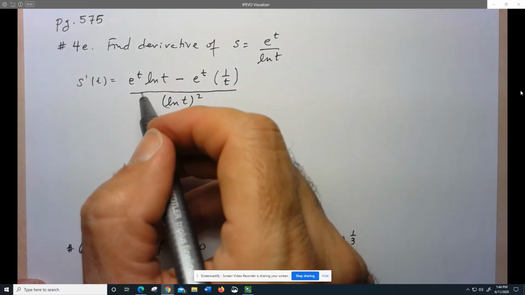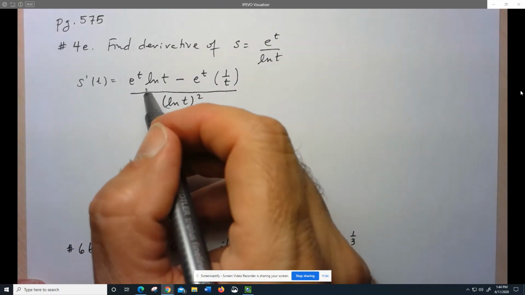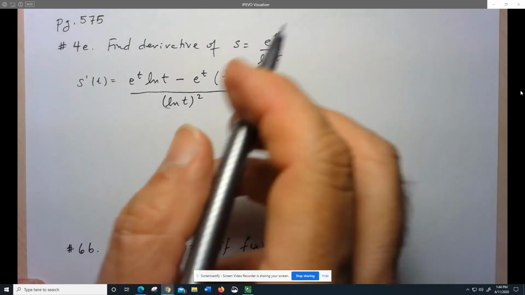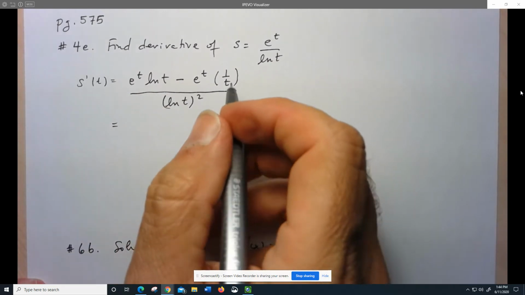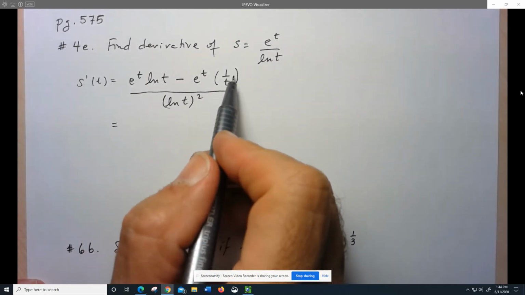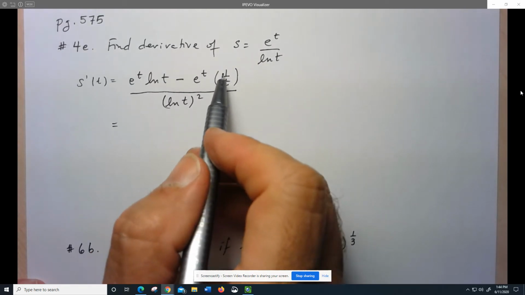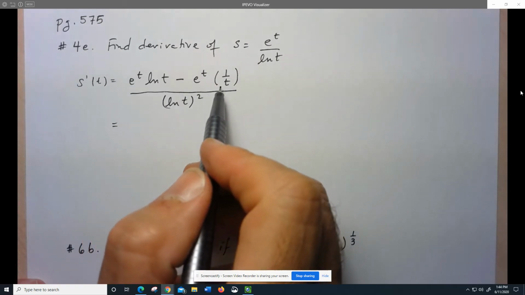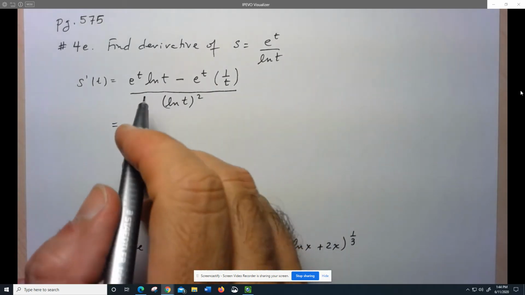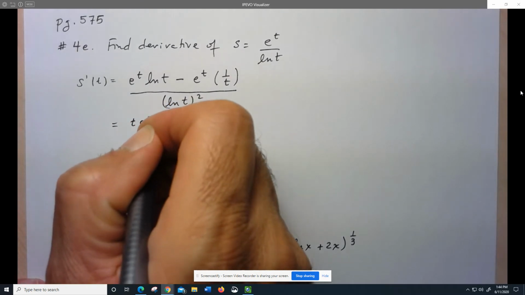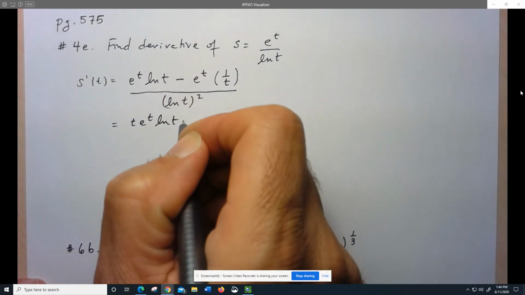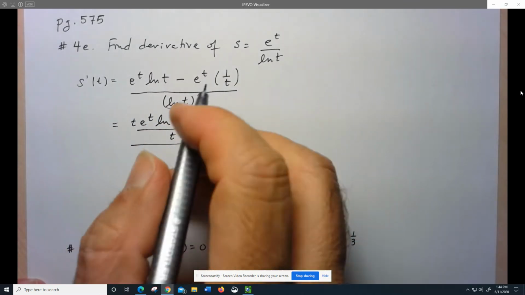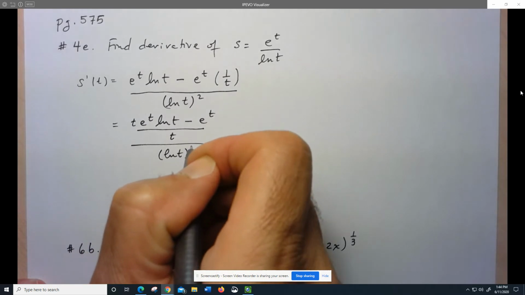We can just leave our answer here, and it could very well be that the question asks you to give the answer unsimplified, or I might as well just simplify it a little, see how far I can go. I'll stick with the numerator here. I see that there's a fractional part of the second expression, so I'll subtract these using a common denominator of t. This expression does not have the denominator of t, so I'll multiply that there. So t e to the t ln t minus e to the t all over t, and then still the denominator squared.